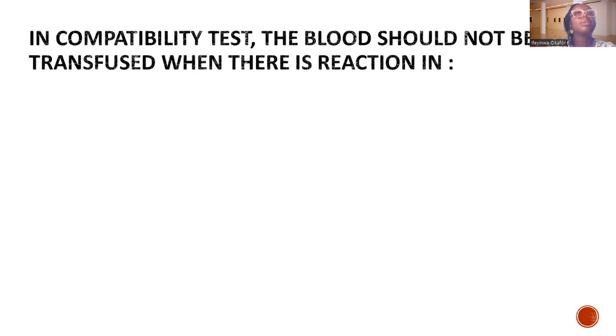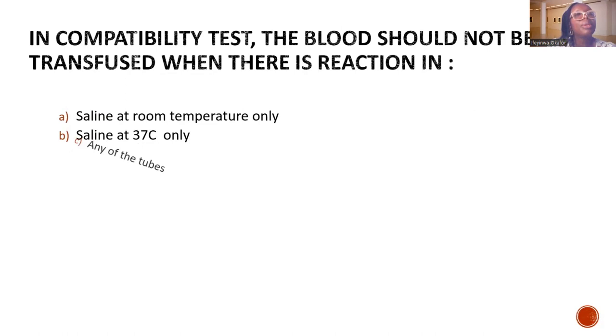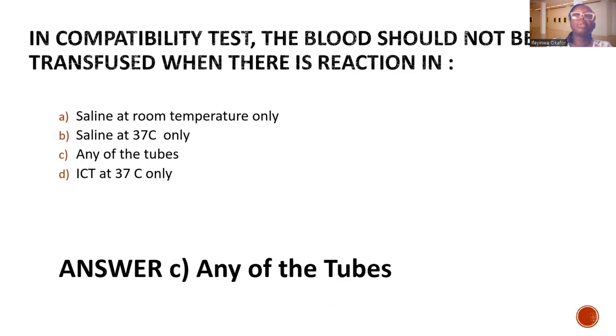Incompatibility test. The blood should not be transfused when there is reaction in: saline at room temperature only, saline at 37 degrees only, any of the tubes, ICT at 37 degrees only. Answer, C, any of the tubes. When you are doing compatibility testing and there is reaction in any of the tubes, the blood should not be transfused.